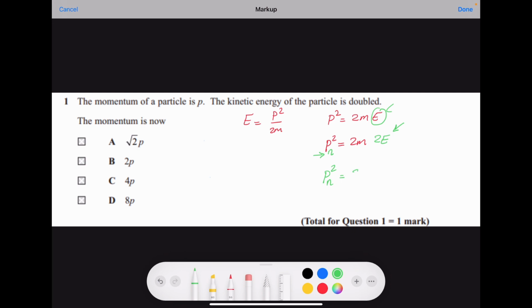So now it's 2 with the double, and then the new momentum squared equals 2 times 2mE, which is 2 times p squared. The new momentum equals the square root of 2 times p squared, and the square root of p squared is going to be p. The correct answer for question 1, square root 2 p, is A.